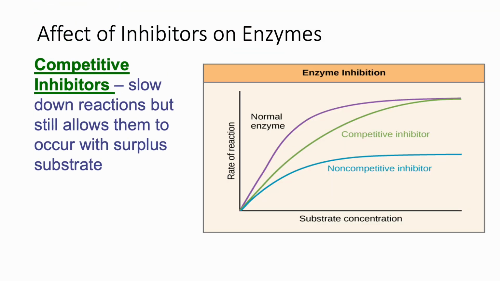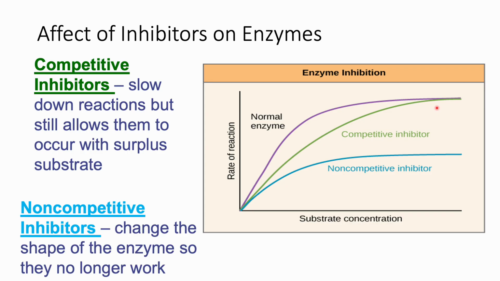Looking at the effect of inhibitors on enzymes, competitive inhibitors slow down reactions but still allow them to occur with a surplus of substrate. So with our normal enzyme rate of reaction, we have our curve as the reaction's occurring, eventually plateauing. With a competitive inhibitor, as long as you've got enough substrate to bind with the enzymes, it slows it down. It's not as fast as the normal enzyme, but it's still able to proceed forward.